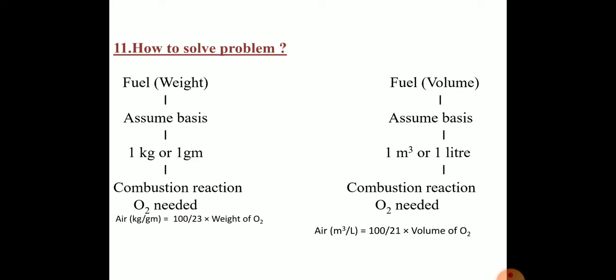By using these two formulas, air by weight is given by the formula 100 upon 23 into weight of oxygen, which has come from the above oxygen needed value. Air by volume is given by the formula 100 upon 21 into volume of oxygen. This volume of oxygen means the oxygen needed that has come from the above calculation.